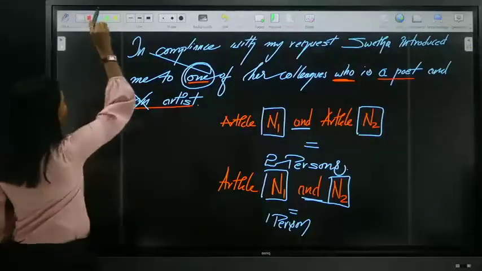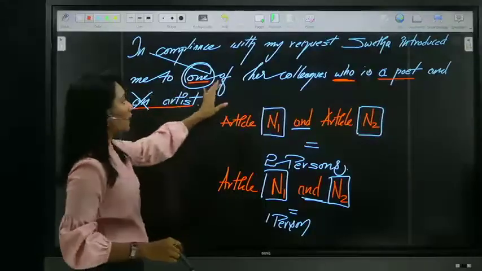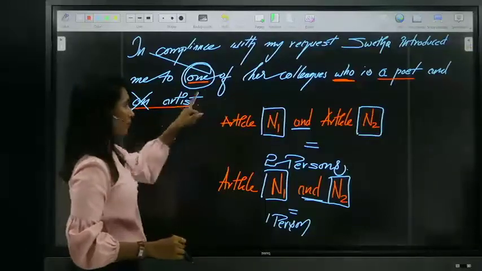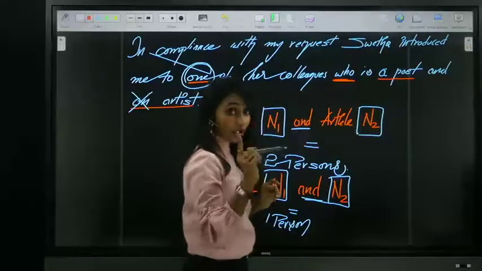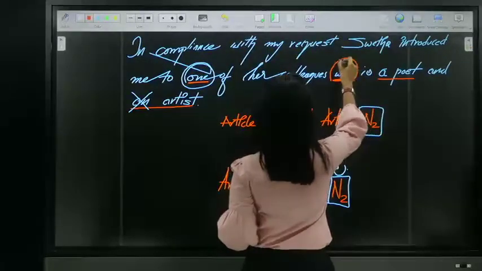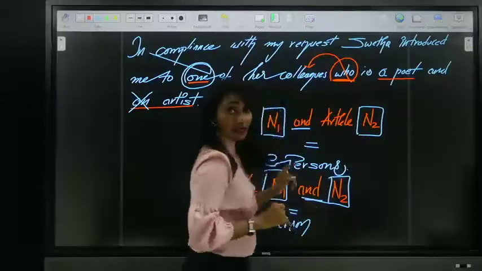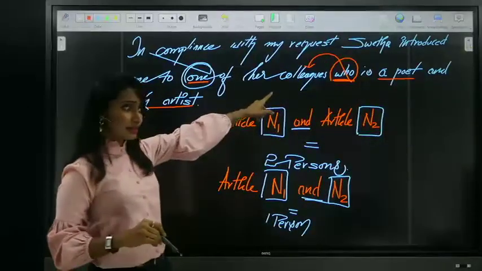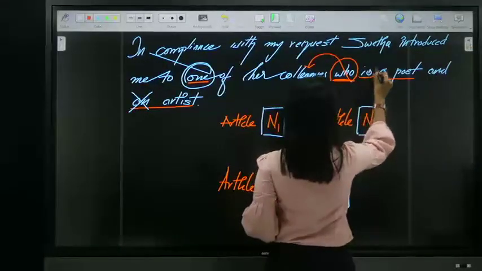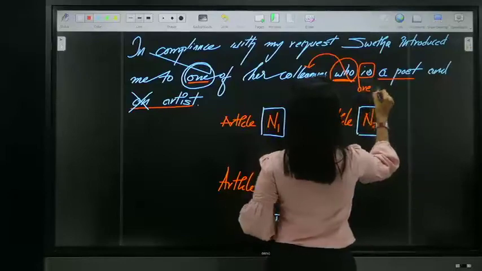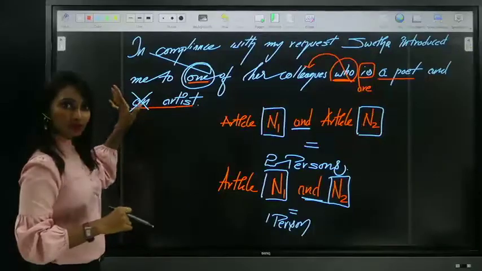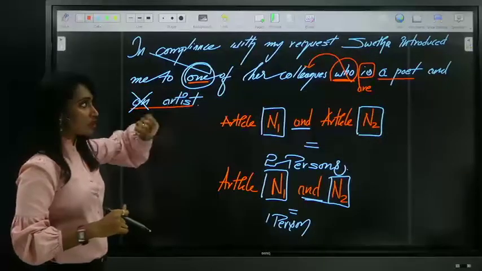So Shweta introduced me to one of her colleagues who poet and artist. And one more error here. As I already told you, who is a relative pronoun. The subject of the relative pronoun is its precedent. Precedent is singular or plural here? Colleagues is plural. So we require plural verb: who are. But our sense here is only one. So one of takes plural noun, plural verb here because relative pronoun is there.